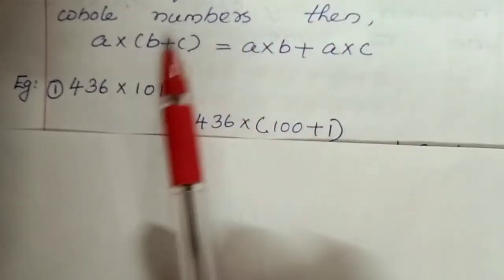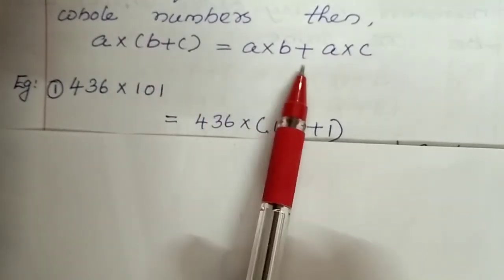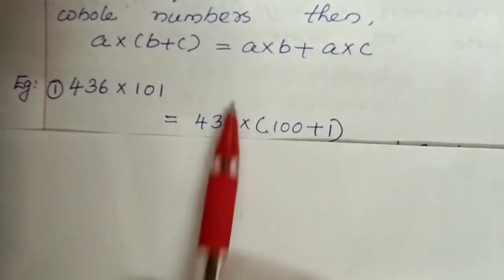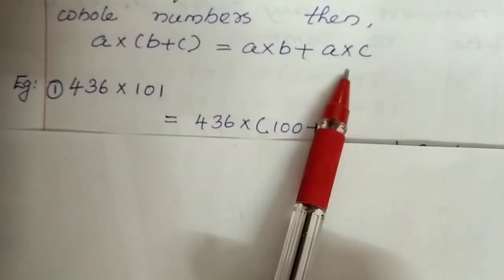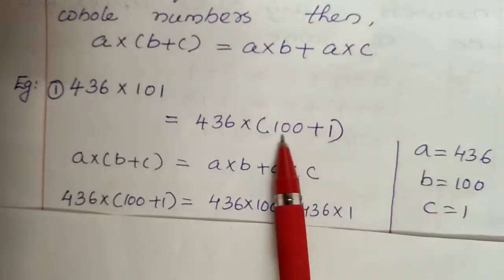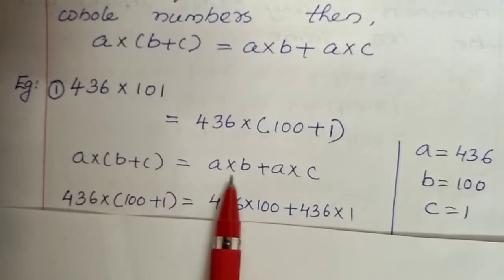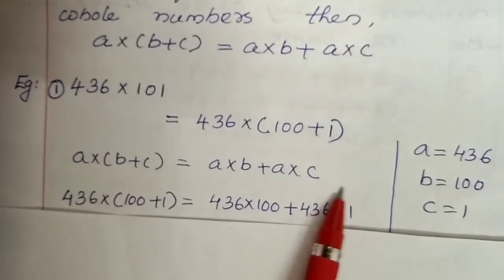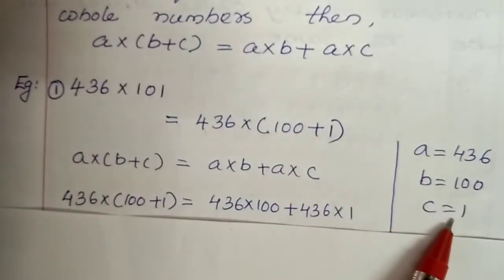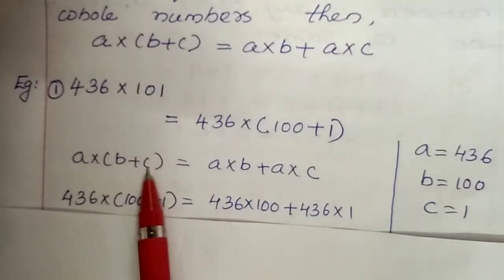Then you know what distributive property is: A into B plus C is equal to A into B plus A into C. Here you apply this property. You write A into B plus C is equal to A into B plus A into C. Here A is 436 and B is 100, C is 1. Then in the same way you apply these numbers instead of the letters.